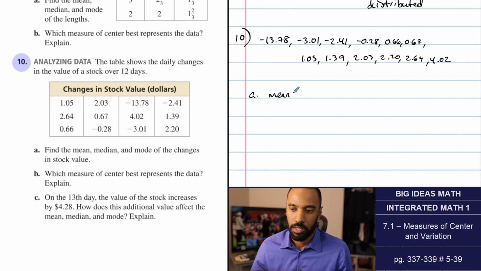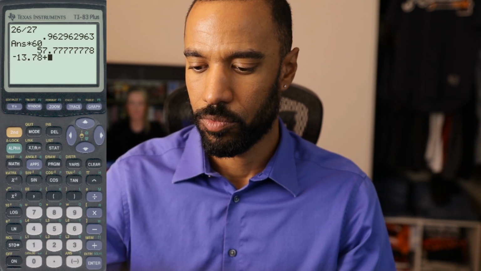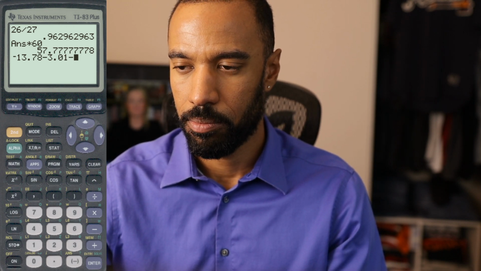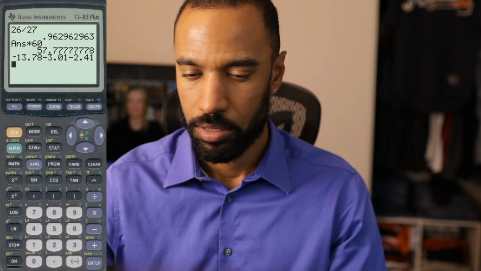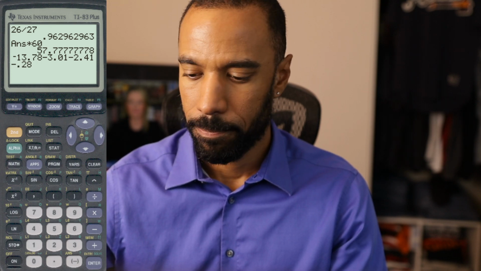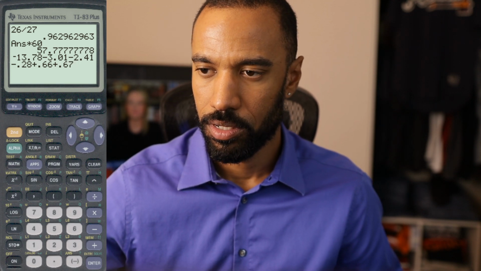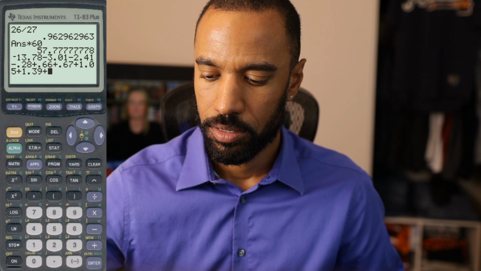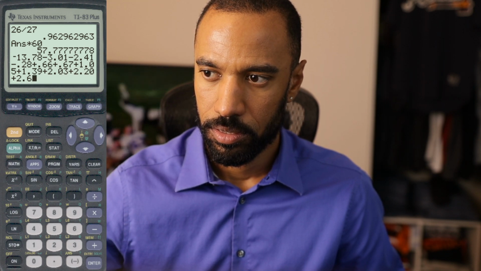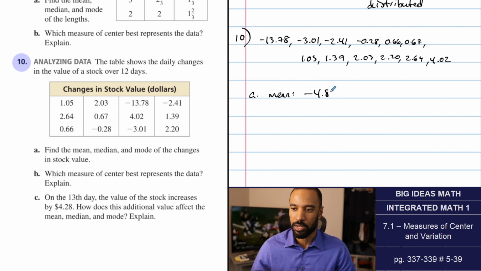So part A on the mean. I am going to use the calculator here. I'm going to add these up and divide by 12. So I'm going to jump to the calculator with you. So we got negative 13.78 plus, minus actually, because we're subtracting something. So minus 3.01 minus 4.1. Plus, all right, now the positive is 0.66, 0.67. All right, I'm going to press enter here. This is not the mean. This is just the total. So the total, it's net negative. So it's actually lost more than it's gained over the course of those 12 days. So the mean here is you divide negative $4.82 by the 12 days that there are.